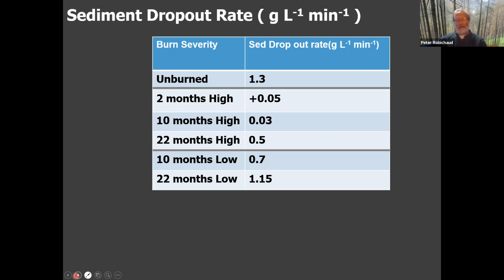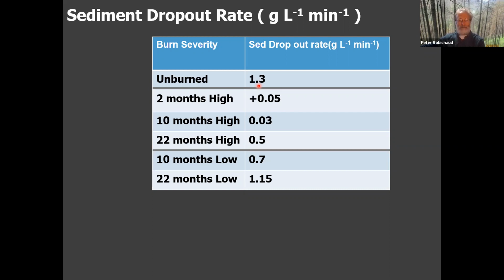So the idea was, well, how much sediment drops out as I move down that rill? So in the unburned, I dropped out at 1.3 grams per liter per minute. Well, we add about 25 grams per liter in this experiment, 25 grams per liter per minute as it goes down the hill. So doing that math, about 20 meters, we're going to lose all the sediment. Okay, so that's about 50, 60 feet. We're going to drop out the sediment.